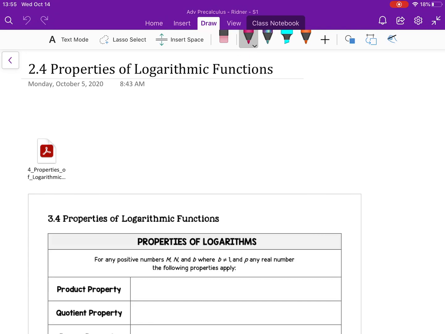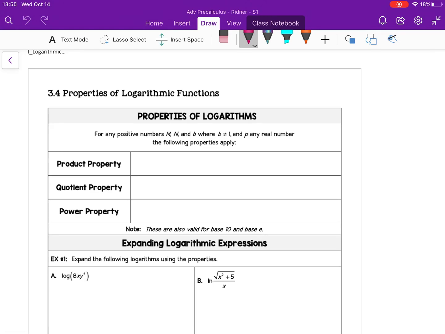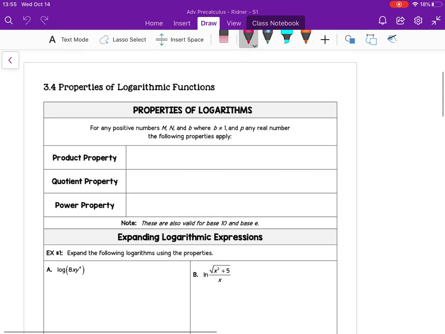Also, at this point, you should have tried your exponent rules from Algebra 1. The reason we need to make sure that we understand and know those is because we're going to use the inverse of those to do properties of logarithms. Okay, so it's just a process. We're going to do what's called expanding and condensing.